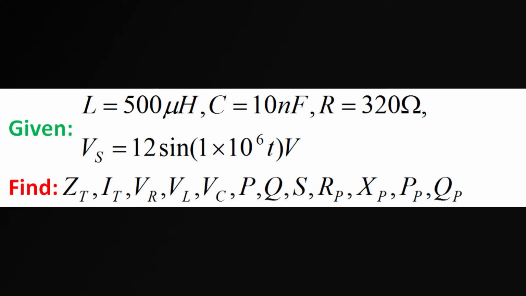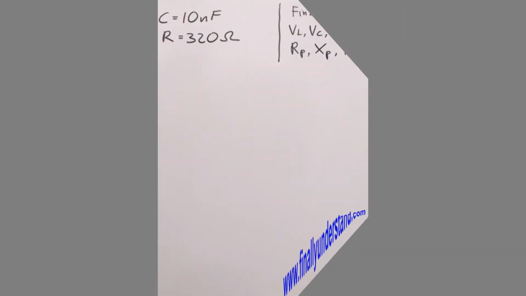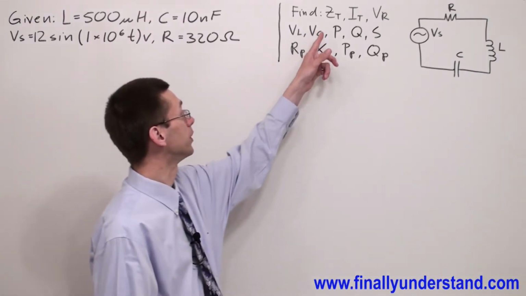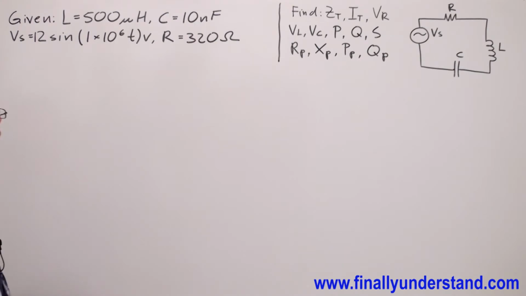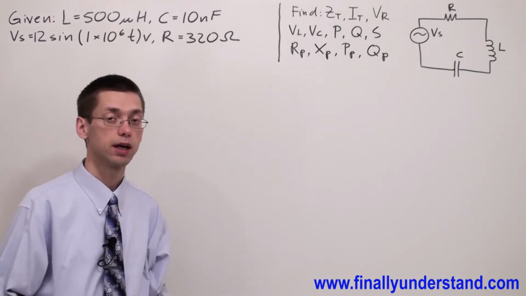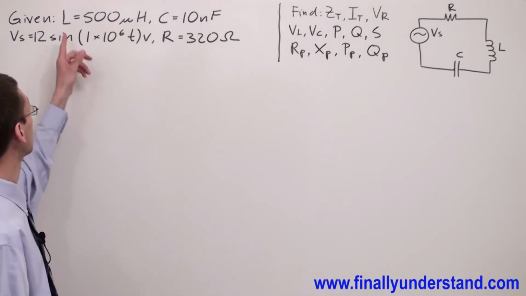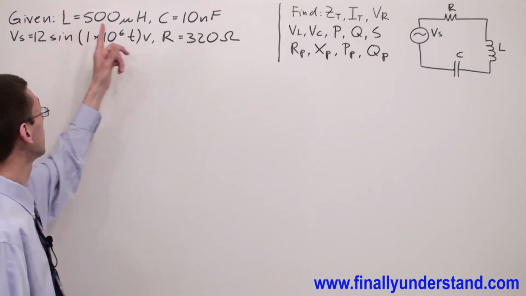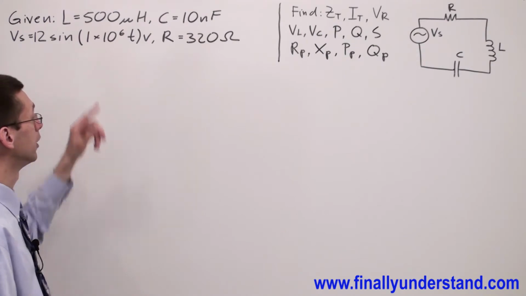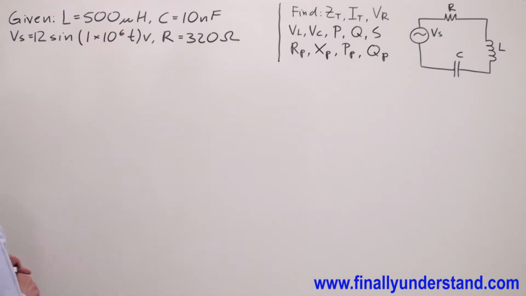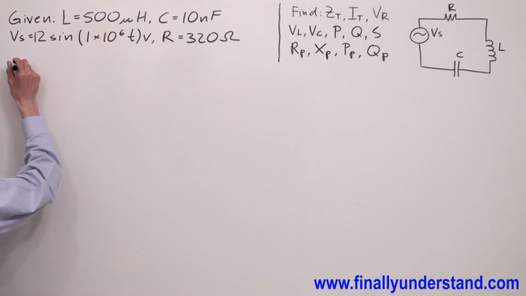We have a series RLC circuit. In order to find the total impedance, I'm supposed to first find the inductive reactance and capacitive reactance, because I have the given inductance and the given capacitance. Also, I have the given omega. So we have to write the formula for X of L first.